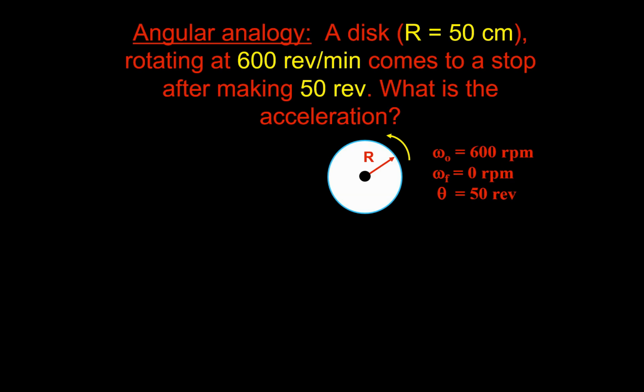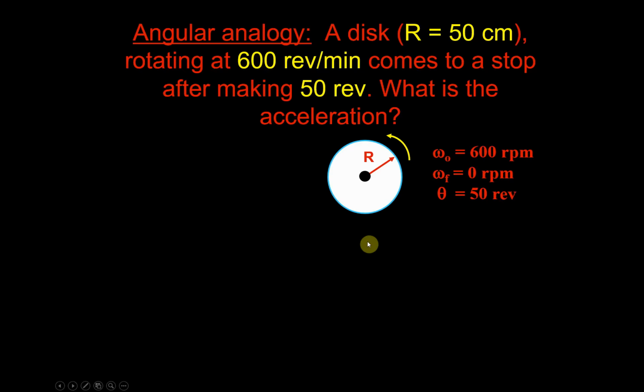So in this example, we have a disk with a radius of 50 centimeters rotating at 600 revolutions per minute. And it comes to a stop after making 50 whole revolutions. The question here is, what is the acceleration? Well, we have a final omega value of 0 RPM. We have an initial of 600, and we have a theta of 50 revolutions.